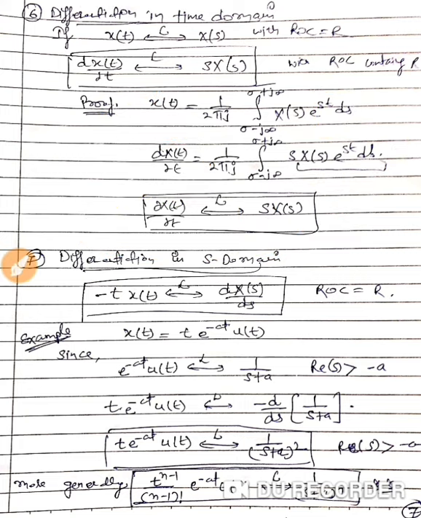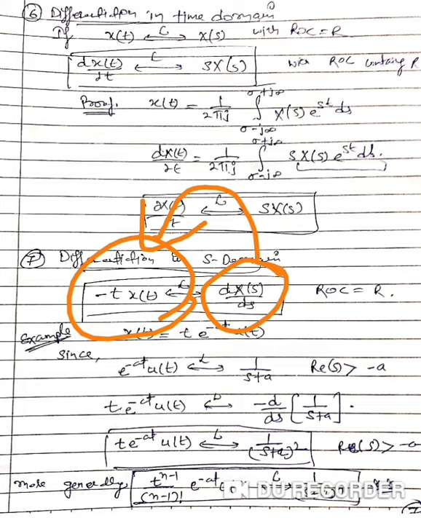If we differentiate the function in the frequency domain, then what will we get? If we differentiate it in the frequency domain, then the inverse Laplace transform will be minus t into x(t). So it will be multiplied by t times dX(s)/ds. If we take the inverse transform, it will come out to be minus t x(t), or if we multiply the signal x(t) by t, then the Laplace transform will come out to be minus dX(s)/ds. ROC will remain the same.